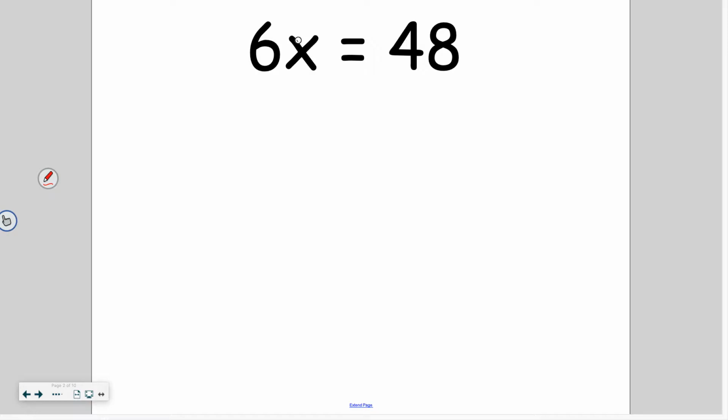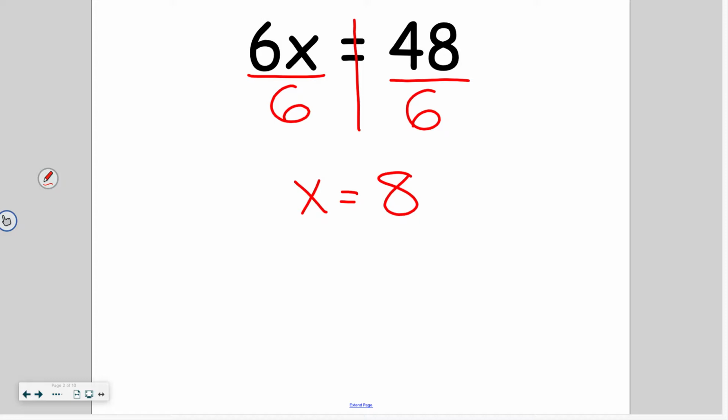The 6 is being multiplied with x, so to get rid of that multiplication, we need to do the opposite and divide. Again, if I do it to the left side, I've got to do it to the right side, so I end up with my answer of x is equal to 8. Once again, just like yesterday, you can take your answer and plug it back in, and 6 times 8 does indeed equal 48, so we know that we have the right answer.